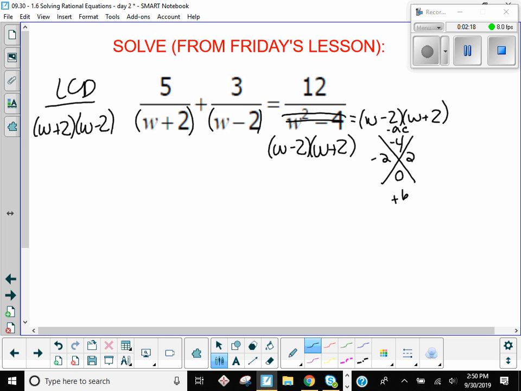And then for each individual fraction, you multiply by what it's missing in order to match the LCD. So for example, in this first denominator, what is it missing to match the group denominator? W minus 2. So we take that original fraction, because remember that's our goal, is to get everything with common denominators, because that's what you do when you add fractions. But whatever you do to the bottom, you also have to do to the top. So if I'm multiplying the bottom by w minus 2, I have to multiply the top by the same thing.